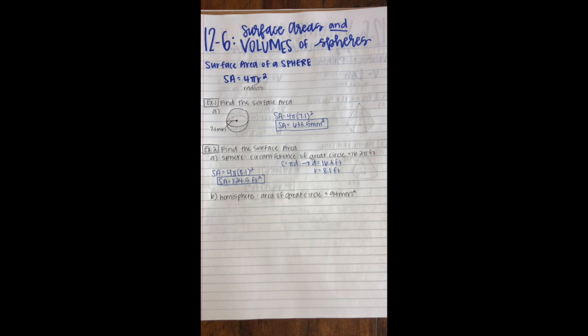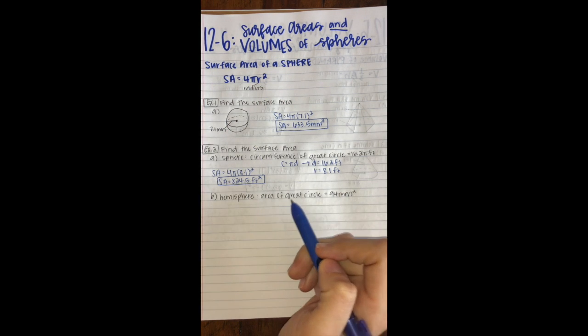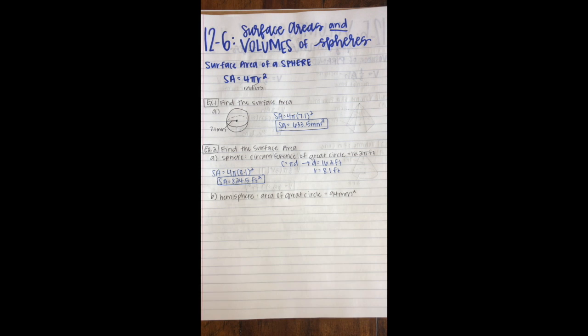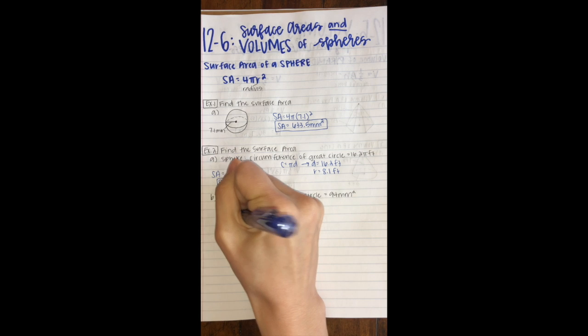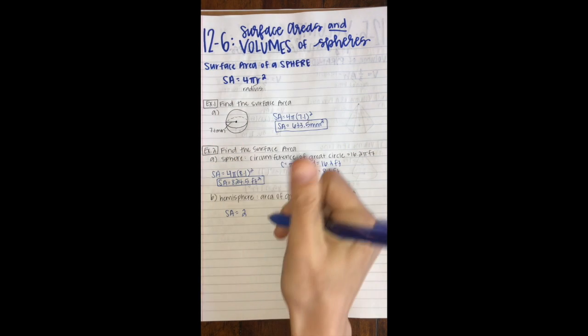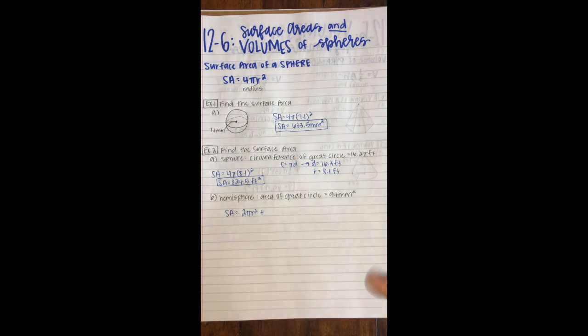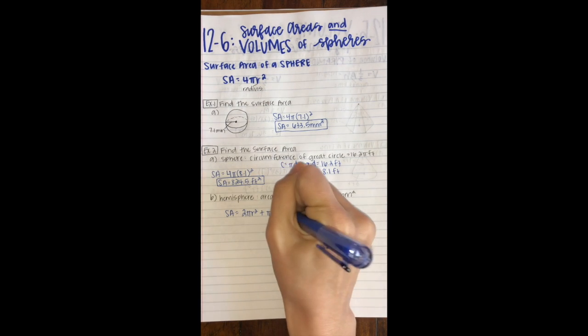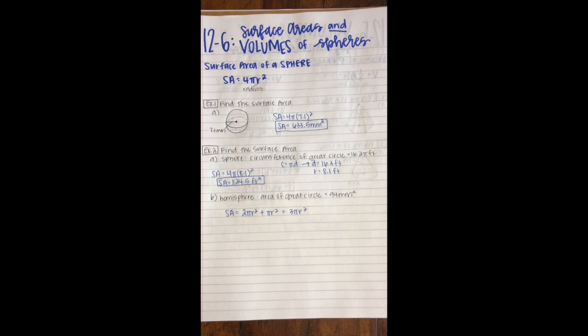So when we do a hemisphere, we need half, 2 pi r squared, but we also need the area of that half on top, right? That great circle. So a hemisphere for surface area is half of the sphere, 2 pi r squared, plus the area of that circle, which is another pi r squared. So really you can just think of it as 3 pi r squared.